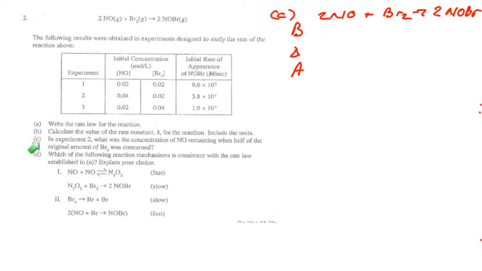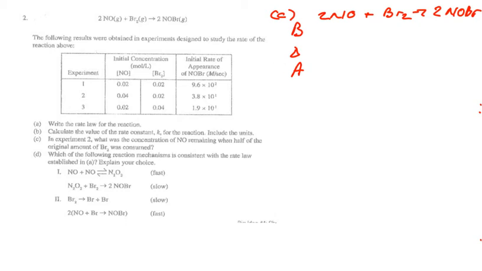On to part C. So in experiment 2, we're going to be focusing on this one, what was the concentration of NO remaining when half of the original amount of bromine was consumed? So this is just a stoichiometry problem. They're saying half the amount of bromine was consumed. Well, this 0.02 was the initial amount of bromine. And so what I'm setting up here is typical stoichiometry. I'm going to do a before and after table, but realize you wouldn't have to. There are other ways to do this.